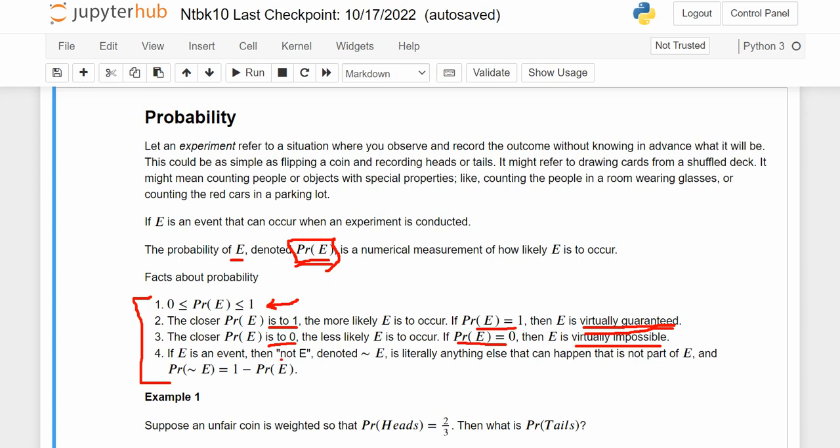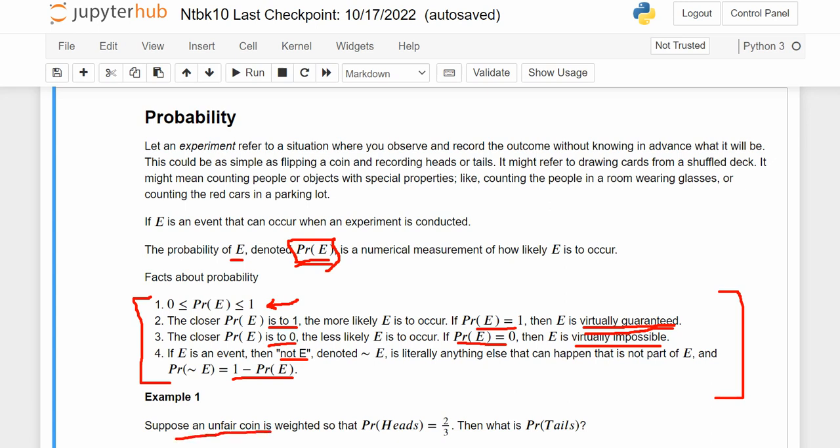Now, when we're talking about not E, we're talking about the event not occurring. So this is like the probability of rain is 30%. What's the chance of not rain? All we're saying here is it's 1 minus the probability of E. So if the probability of rain is 30%, the probability of not rain is 70%. 1 minus 0.3 gives us 0.7. I assume that most of these points are review for you, and hopefully you're getting a chance to see the notation in action.